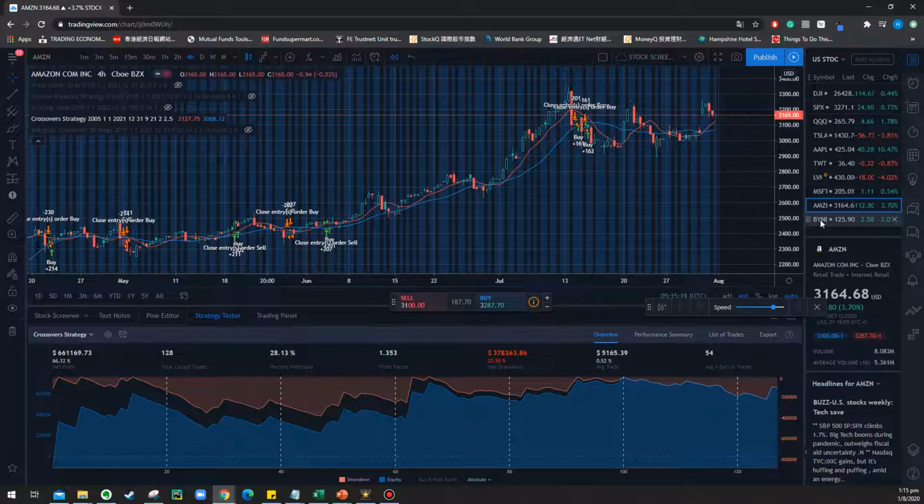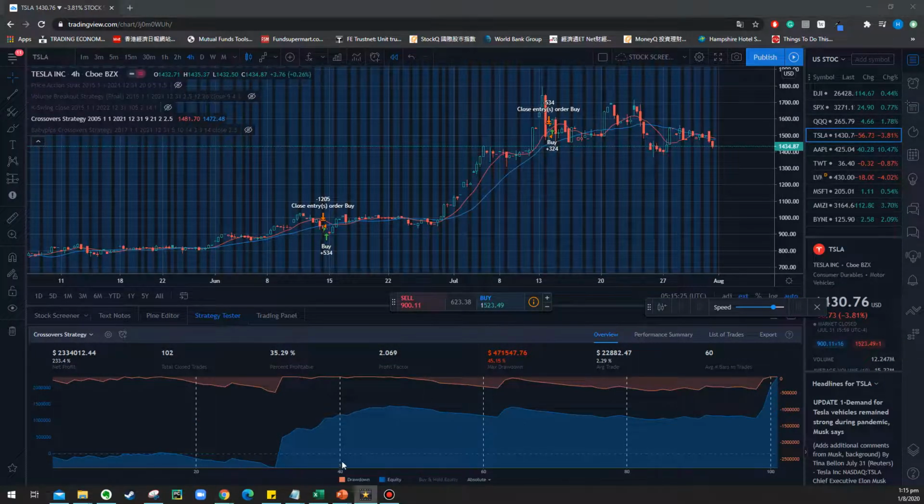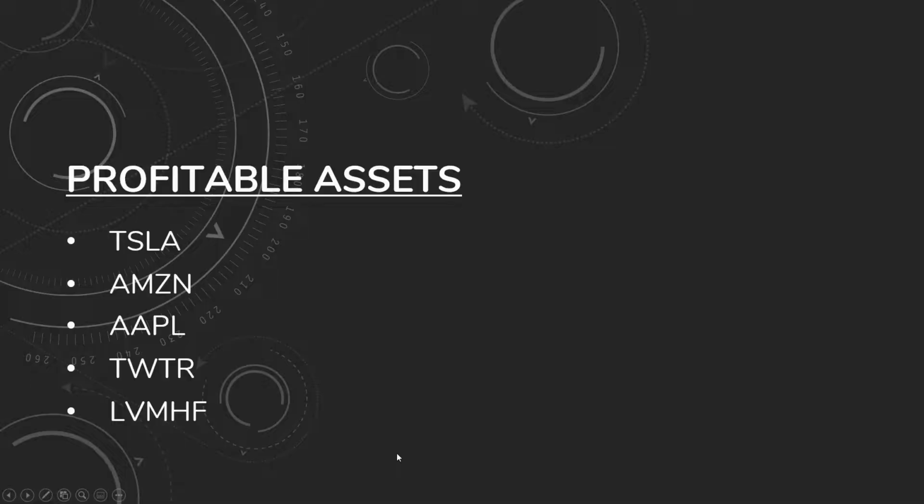Our moving average strategy is profitable on Tesla, Apple, Twitter, LVMH, Amazon, on the 4-hour time frame. Since we are only testing its performance for the past 5 years and 4-hour is considered a higher time frame, the number we get for closed trades is considered reasonable.